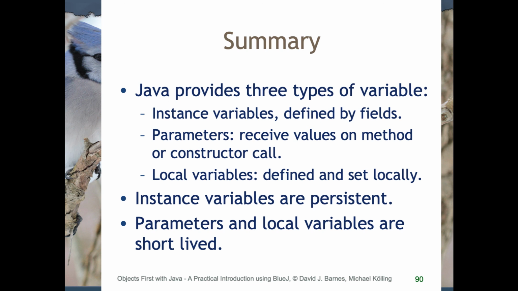Instance variables are persistent, they last for the whole lifetime of the object, but parameters and local variables have a shorter lifetime. They're temporary variables, they're short-lived.